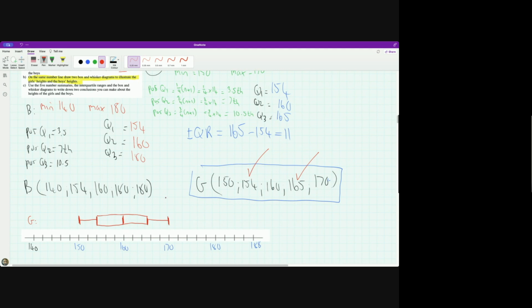I want you to now take the boys and draw the boys' box and whisker plot directly above the girls' one so that we get a comparison between the boys and the girls. So that is your next thing to do. I want you to draw it for me and then say done in the chat when you are done.